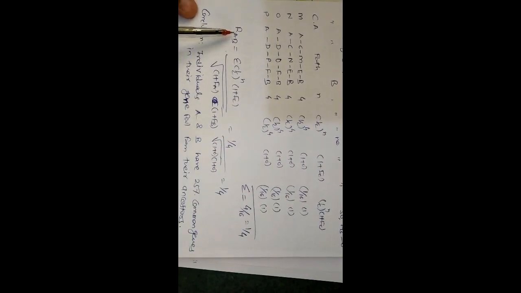Now the relationship coefficient RAB is equal to the summation of (1/2)^n (1 + Fc) divided by the square root of (1 + FA) into (1 + FB). So here the summation value is already 1 by 4. So it is 1 by 4 divided by 1 plus 0. Why is it 0? Because the inbreeding coefficient of A is 0, and the inbreeding coefficient of B is also 0. So 1 plus 0 into 1 plus 0, this portion will be only 1. So it is 1 by 4.